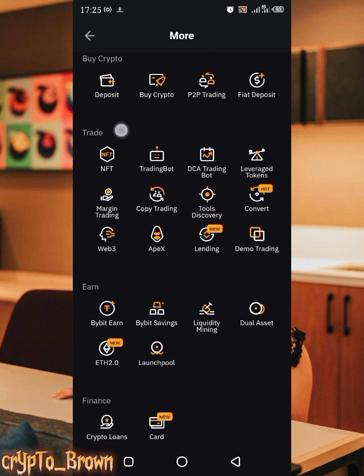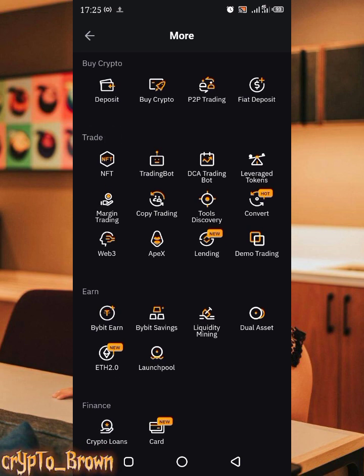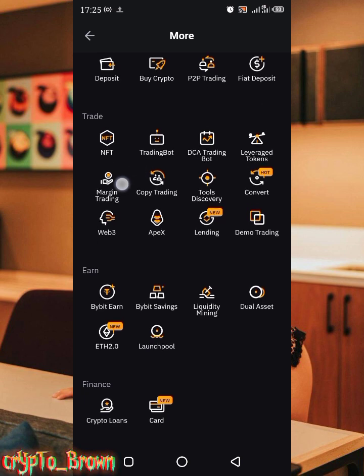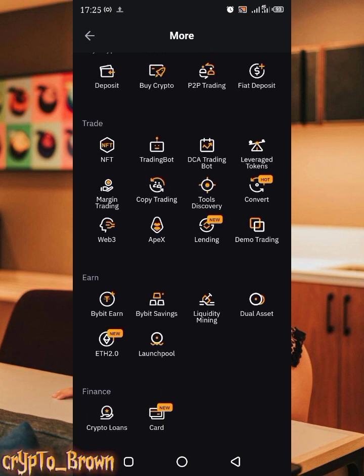Now the next tab is the Trade tab. At the Trade tab, you can choose to trade NFT, trading bots, use DCA trading bots, leverage tokens, margin trading, copy trading, tools discovery. That's what I showed you at the top area of the home tab, and then you can choose to convert.